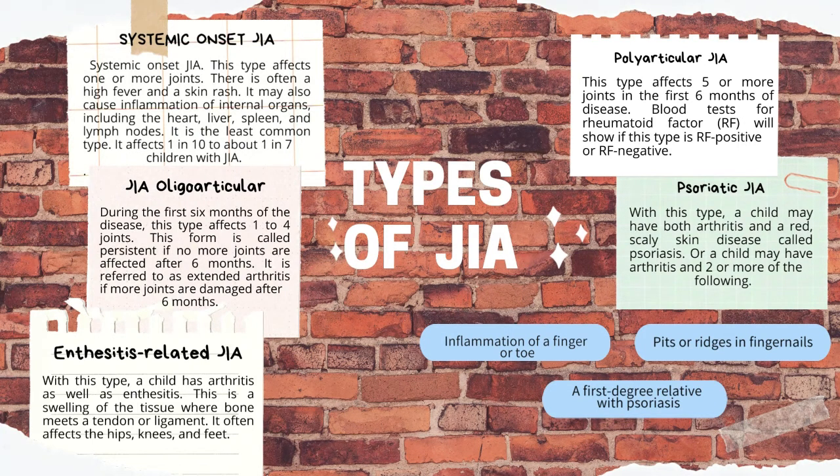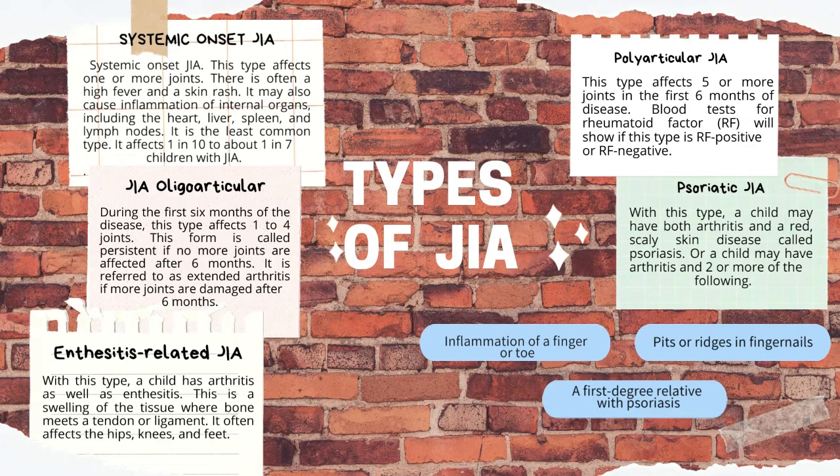Third is enthesitis-related JIA. With this type, a child has arthritis as well as enthesitis. This is a swelling of tissues where bone meets a tendon or ligament. It often affects the hips, knees, and feet. Fourth, polyarticular JIA. This type affects 5 or more joints in the first 6 months of disease. A blood test for rheumatoid factor, RF, will show if this type is RF positive or negative.